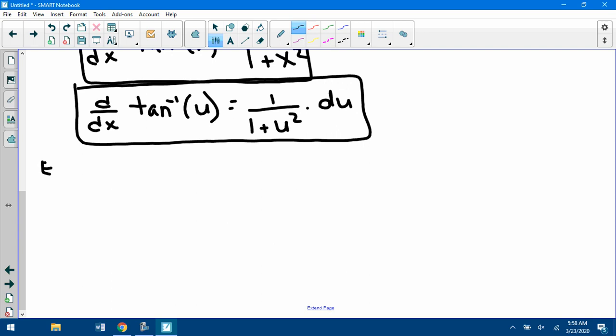Okay, let's do some derivative practice. So for all of these, we're going to find y prime. Start easy with y equals tan inverse of 3x.